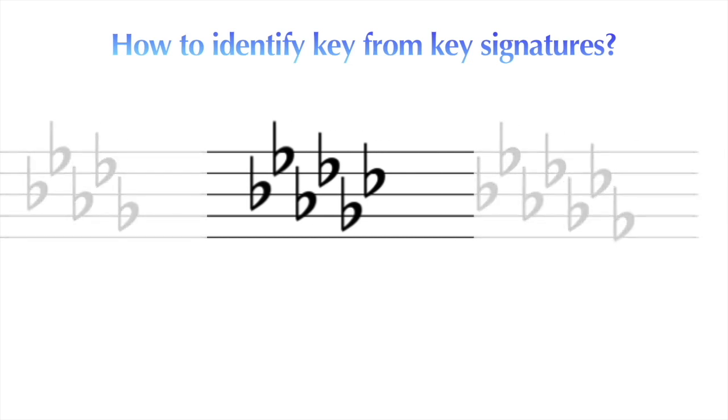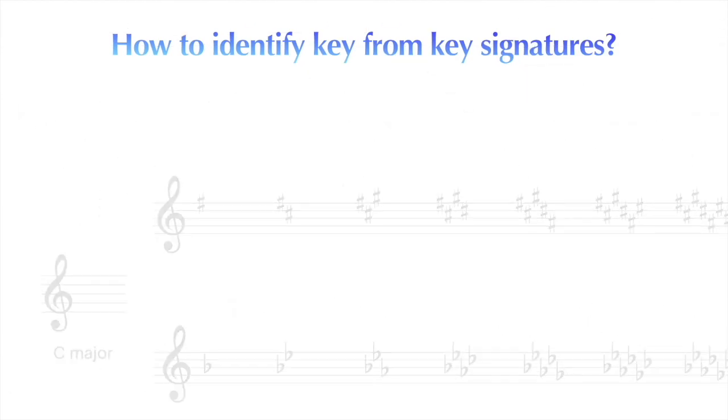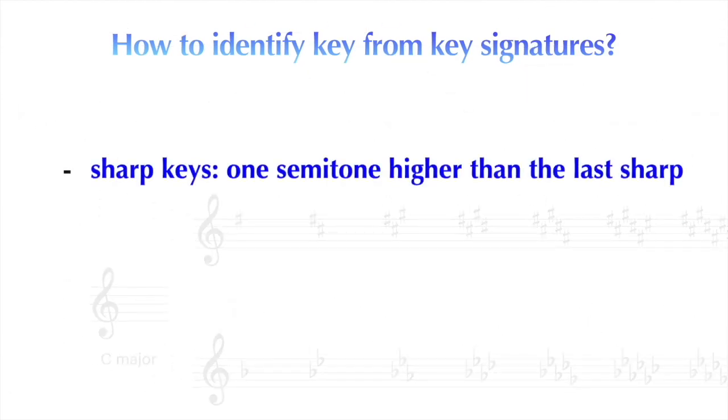How about this? 1, 2, 3. The second last flat is G flat, so this is G flat major. To summarize, for sharp keys, 1 semitone higher than the last sharp. For flat key, same as the second last flat.